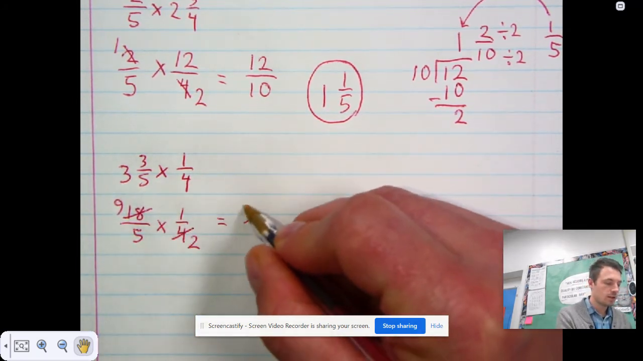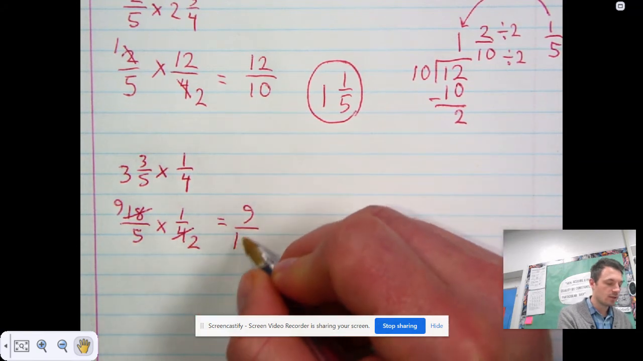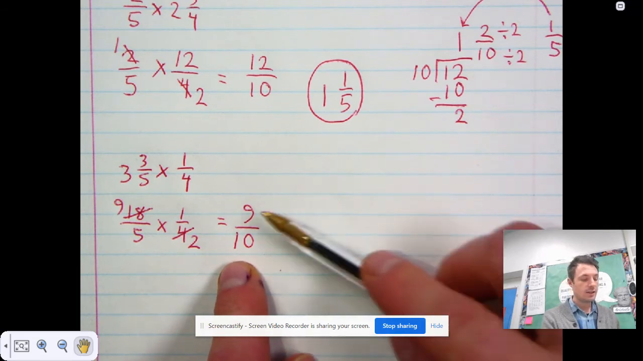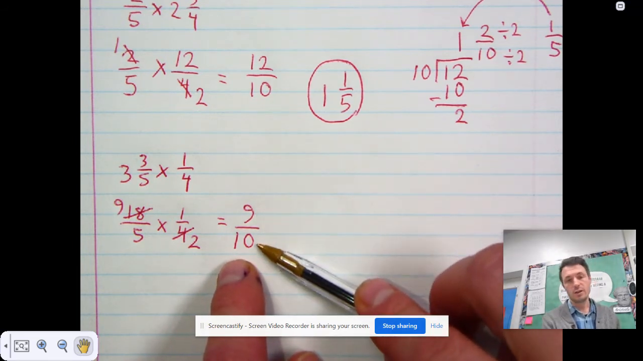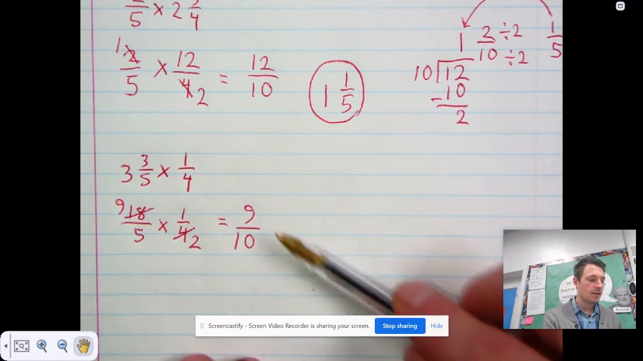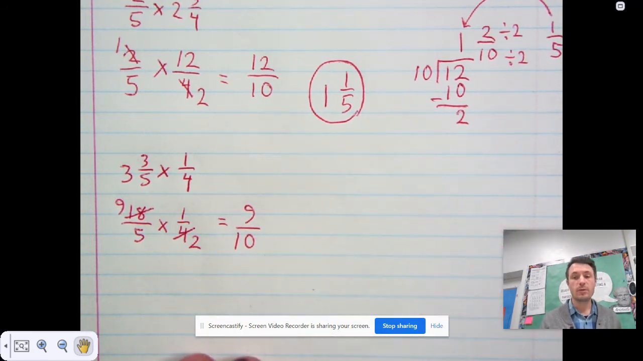9 times 1 is 9. 5 times 2 is 10. And this one can't be simplified. The numerator is not bigger than the denominator, so it doesn't need to be changed into a mixed number. And 9 and 10 have no common factors greater than 1. Now let's say you look at 9/10 and you can't tell that there's no common factors. In that situation, you can just try to simplify it and see what happens, because if it can't be simplified, you'll see that once you try to find the greatest common factor.